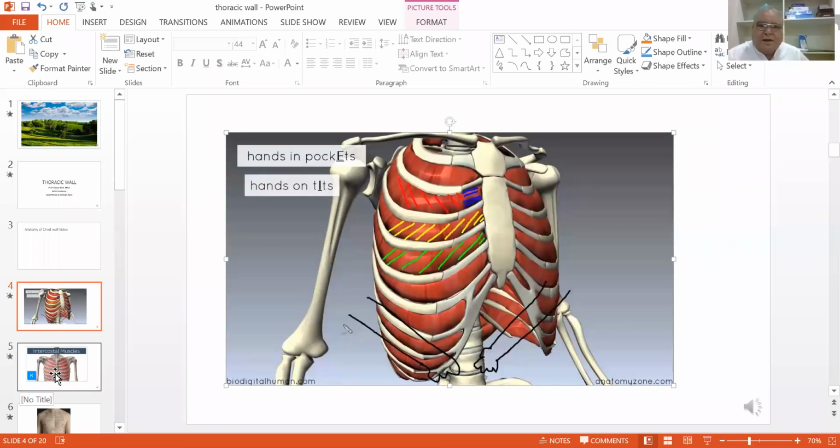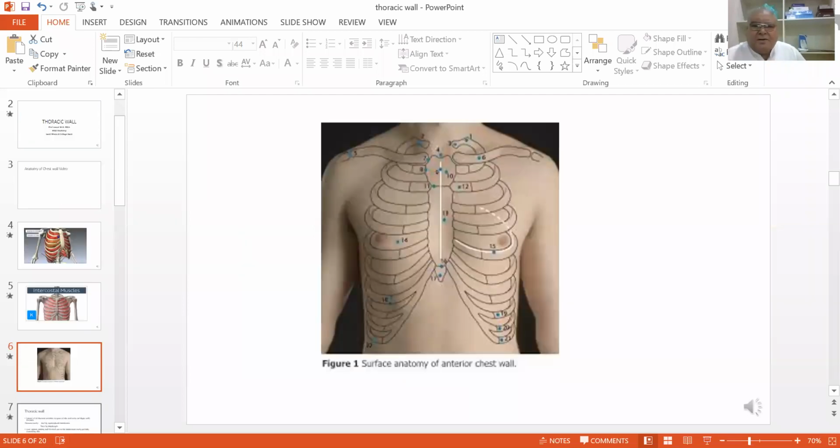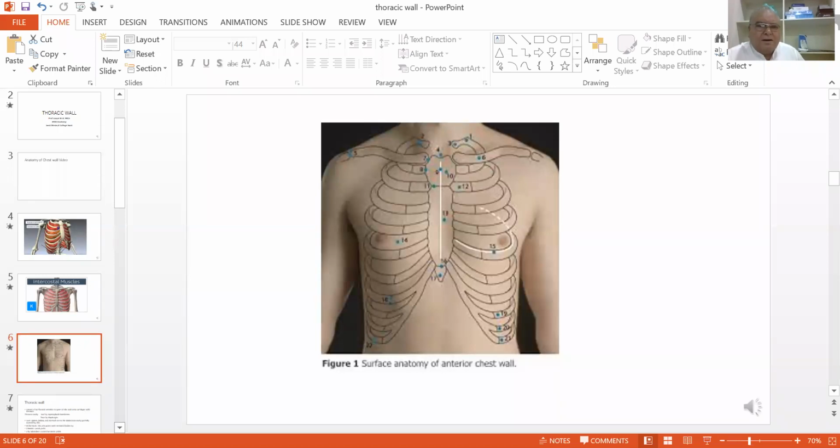Now you can see the intercostal muscle very clearly with the clavicle and the sternum and manubrium sterni, right? Now, this is surface marking. You can see the ribs, and I told you the false ribs and true ribs, and now you can see the detail which I told you.